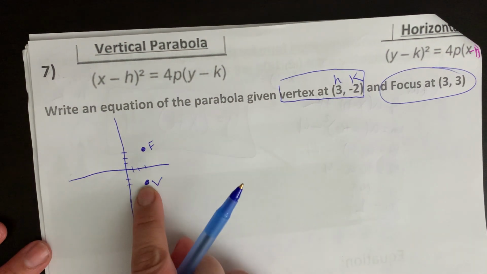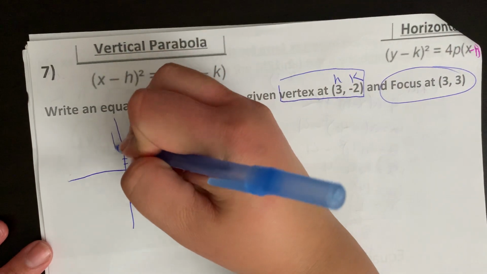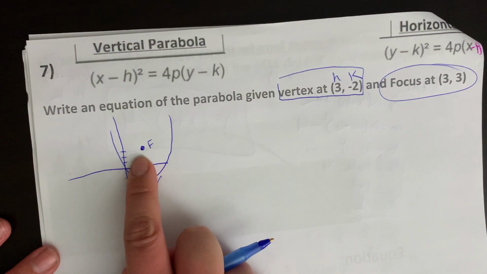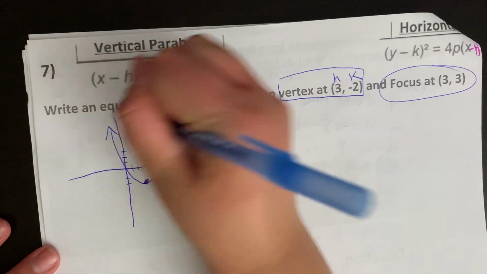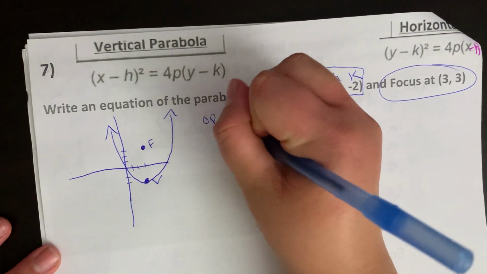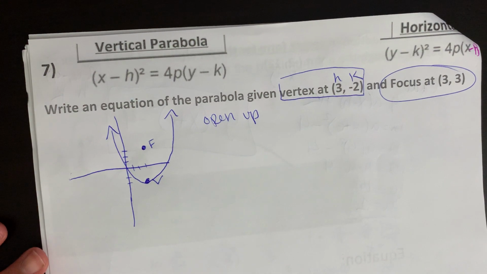So here's my vertex, and I know that's part of my parabola. Well, the only thing I know right now is that my parabola has to hug my focus. So I know that this parabola is going to open up. So that's one thing I know. So what else does that tell me?